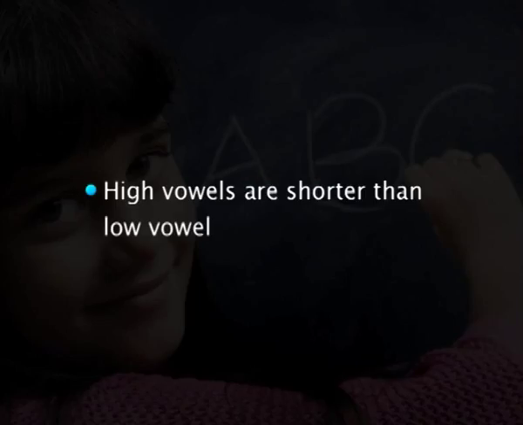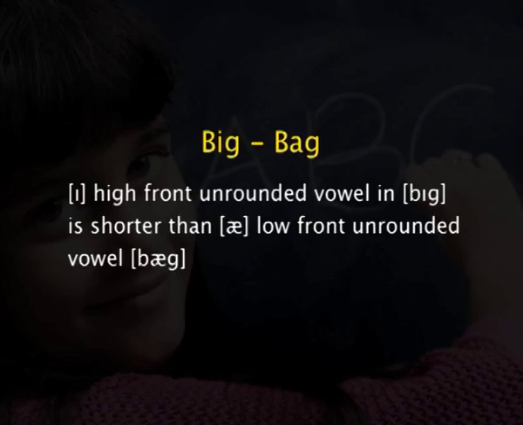Some speech sounds are inherently longer than the others. For example, high vowels are shorter than low vowels. What do I mean by that? Try contrasting big and bag. E, that is the high front unrounded vowel in big, is shorter than a, the low front unrounded vowel as in bag.